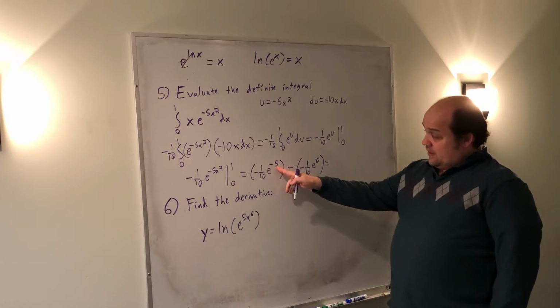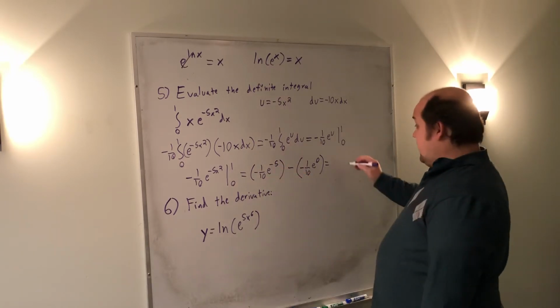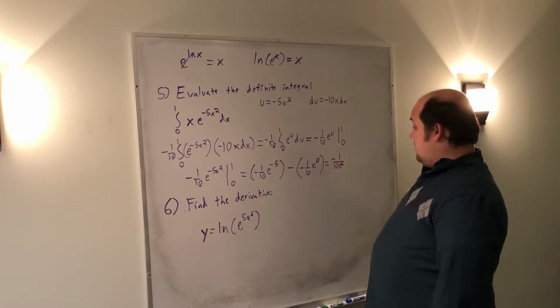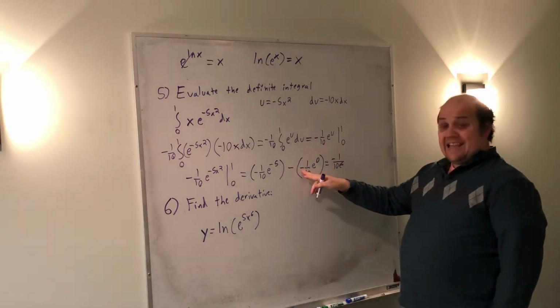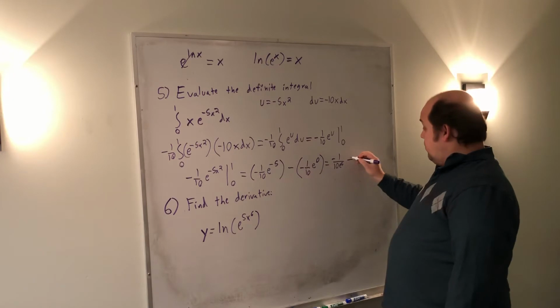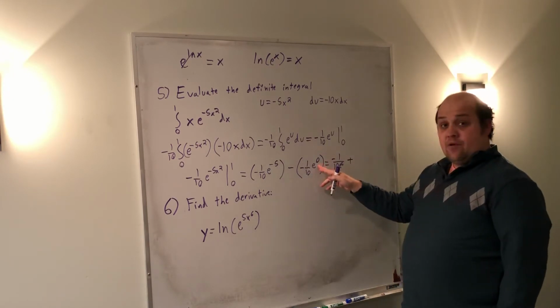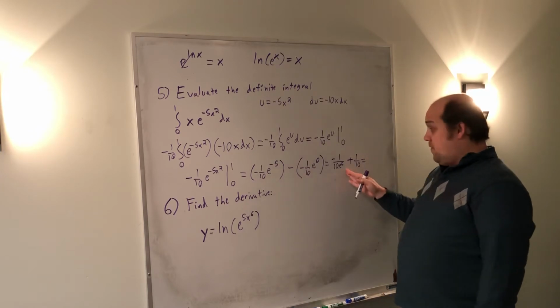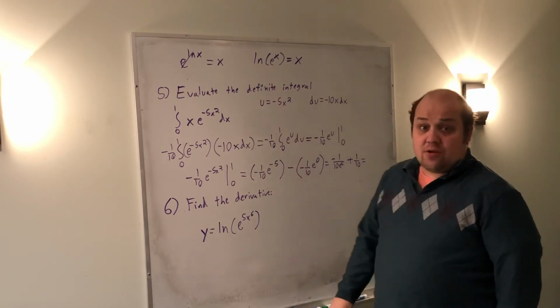This e to the negative 5th goes to the bottom as a positive 5th, so I get negative 1 over 10 e to the 5th. This negative and this negative make a positive, so plus, and e to the 0 is 1, so it's just 1/10. This would be a perfectly fine final answer if I was given to you on a paper test.